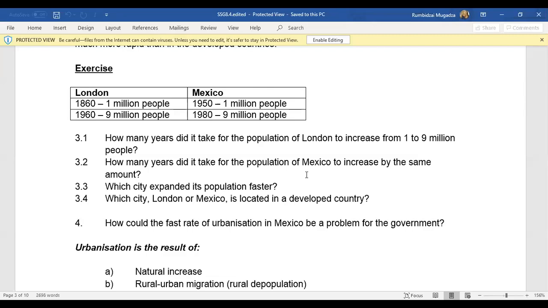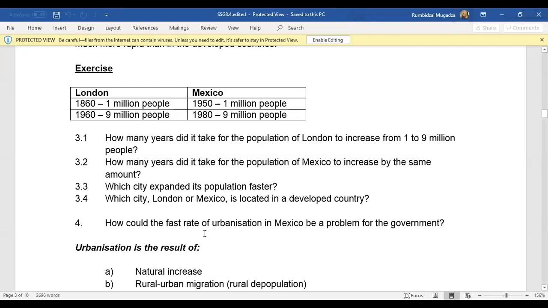It's London, yes. Remember, London is the capital city of what? Of which country? Of England, yes. Thank you, Musa, of England. Okay, now question number 4.